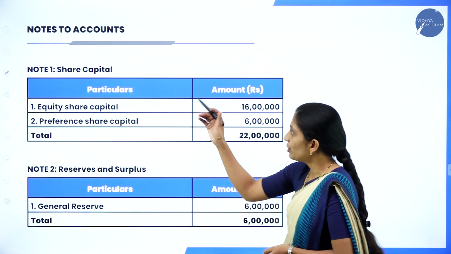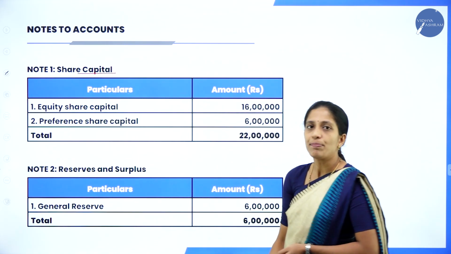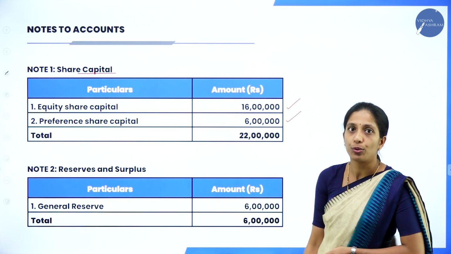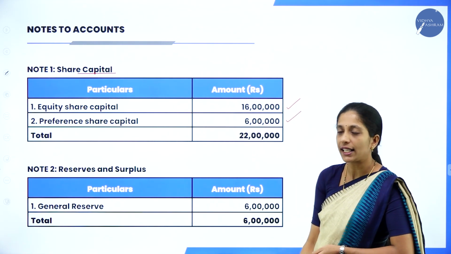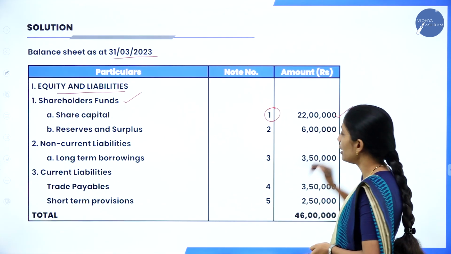So note number 1, share capital. Equity share capital and preference share capital, 16 lakh plus 6 lakh, that is 22 lakh. That comes under the heading share capital. So you have to write share capital, note number 1, 22 lakh.